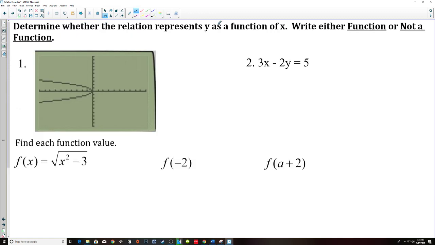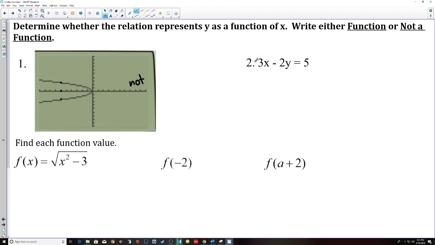Determine whether a relation represents y as a function of x. Write either function or not a function. Well, to be a function, it has to pass the vertical line test. In other words, one x has to give you one and only one y. Well, here we're getting 2 y's out of an x value, so this is not a function.